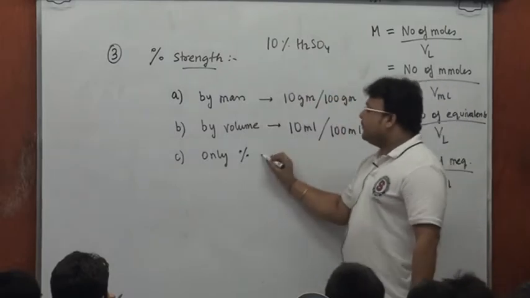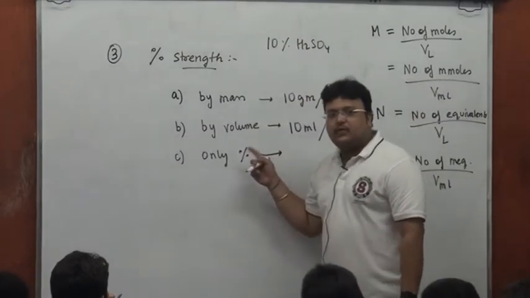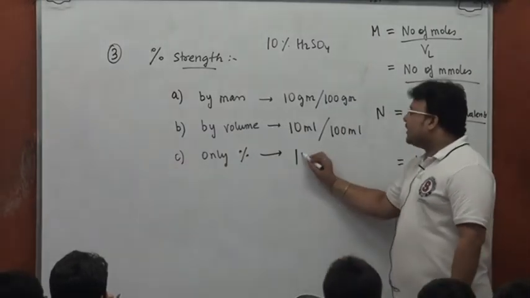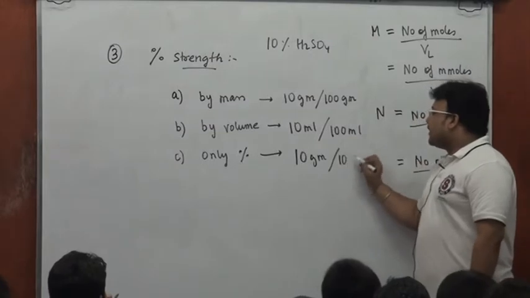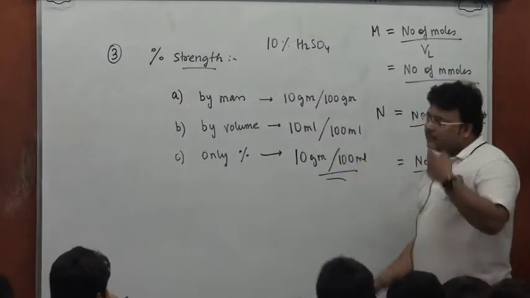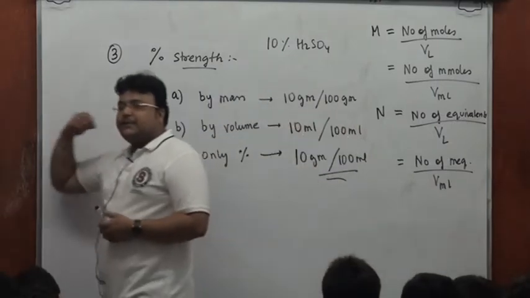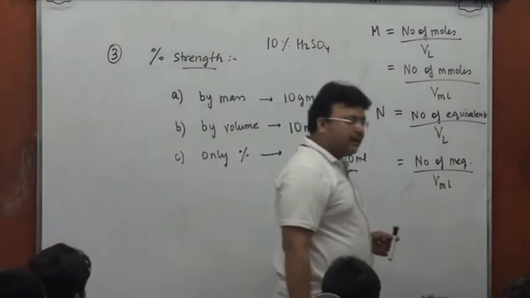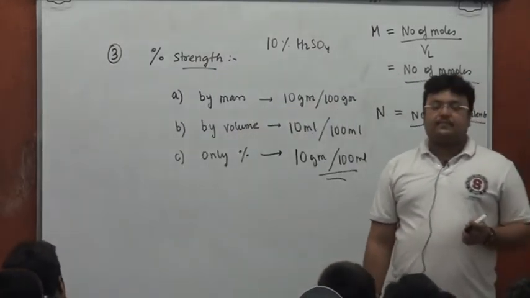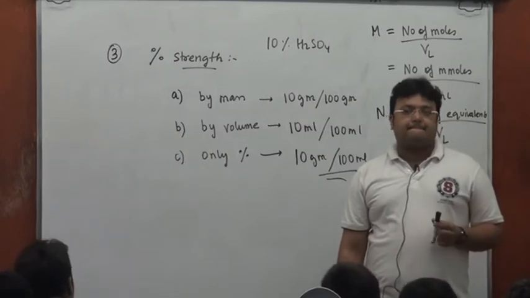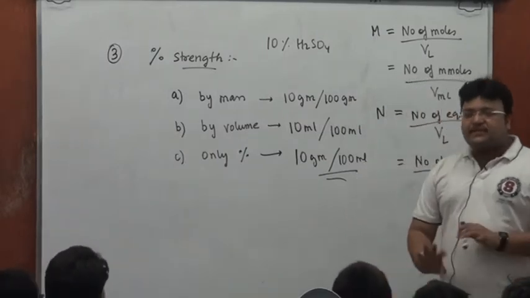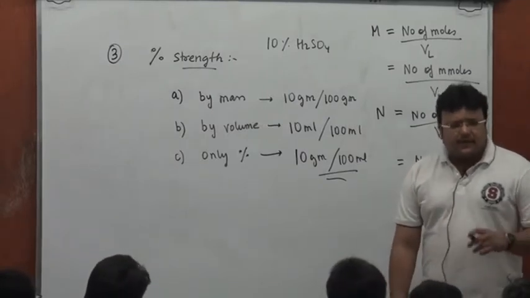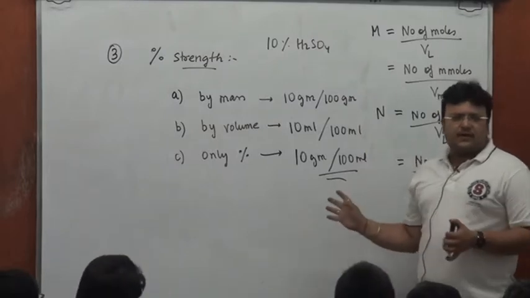10% sulfuric acid will mean, and this is going to be encountered more often, I repeat, 10 gram of sulfuric acid per 100 ml of the solution. 10 gram of the solute, 10 gram of the chemical per 100 ml of the solution. Got me? So percentage will mean number of grams per 100 ml of the solution. Yes, we will want to move on now.